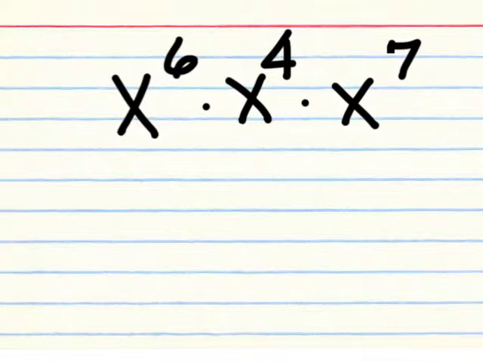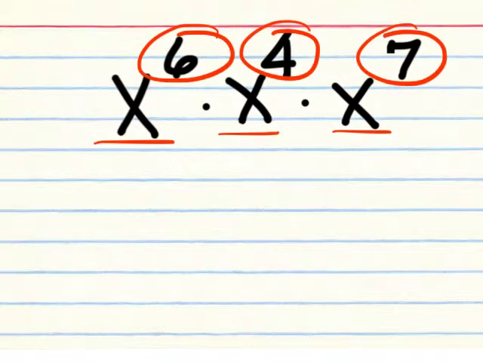Drop this one off. The solution for the practice problem, you have the same variable all the way through. 6 plus 4 plus 7 will give us x to the 17th.